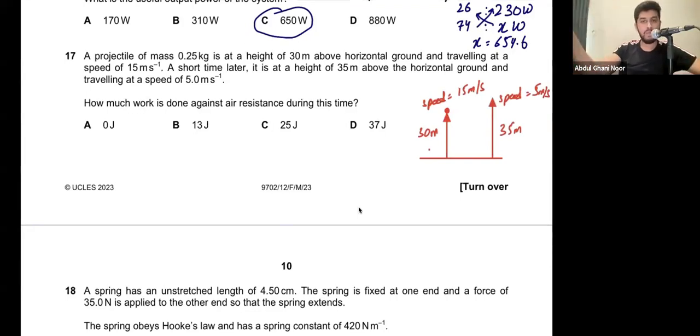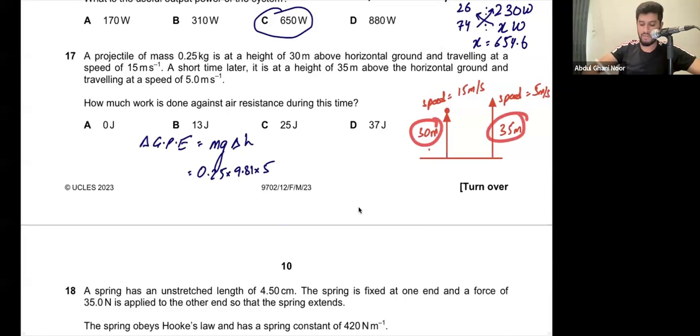Now, how do we do this? Let's first find out what is the gain in gravitational potential energy. How much GPE is gained? So change in gravitational potential energy is equals to mg delta H. The mass is 0.25 into 9.81 into height, which is 5. It started from 30, ended up at 35. So this is equals to 12.3 joules. This is the gain in gravitational potential energy.